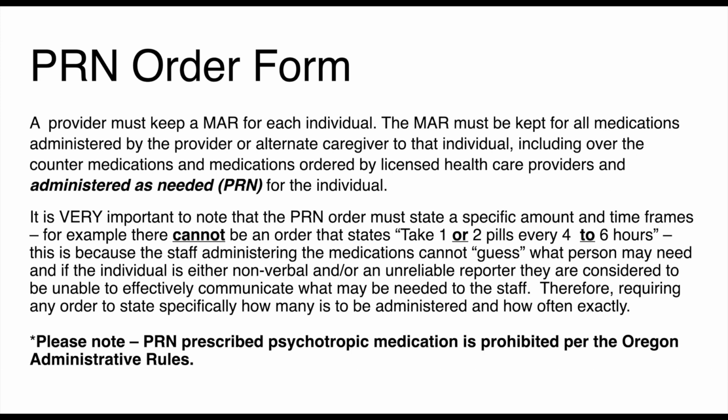It's very important to note that the PRN order must state the specific amount and time frames. For example, there cannot be an order that states take 1 or 2 pills every 4 to 6 hours. This is because the staff administering the medications can't guess what a person may need, and if the individual is nonverbal or an unreliable reporter, they're considered to be unable to effectively communicate what might be needed.